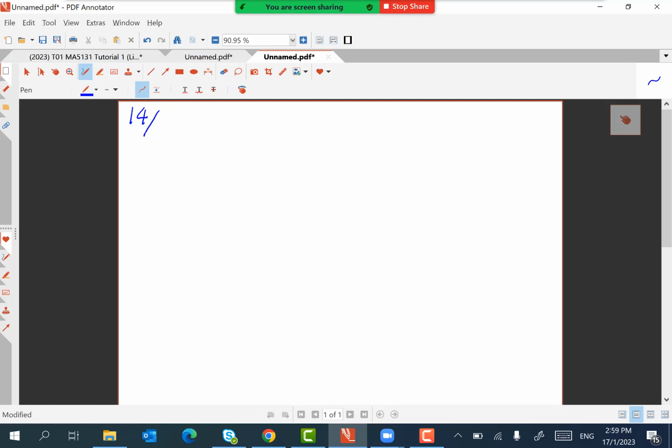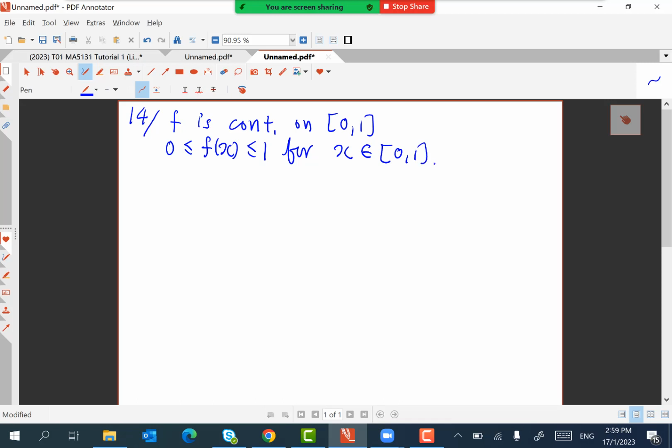Question 14, you're given a function. The given function f is continuous on the closed interval 0 to 1. You're also told that this function takes values between 0 and 1. Now part A, you're trying to establish the result that there exists a c such that f(c) equals c.